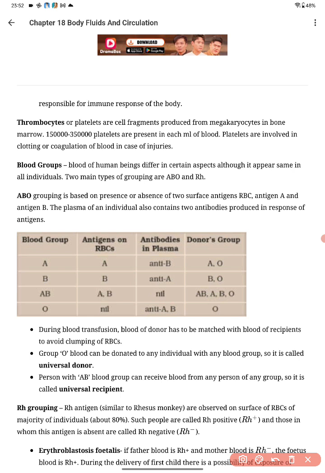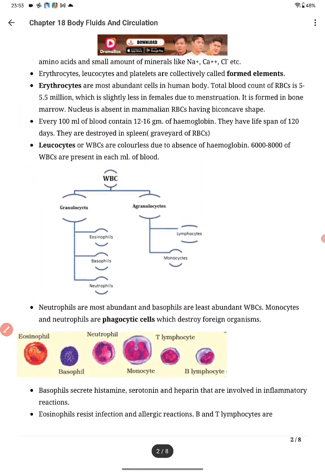Okay, so in our body there are 1,50,000 to 3,50,000 platelets in 1 ml of blood. Platelets are involved in clotting or coagulation of blood in case of injuries. When you get cut or when you fall and get some injuries, platelets help to stop the bleeding from your body. Okay, so platelets are important. That's why, have you heard about decrease in platelet count during dengue? I'll tell you why, everything I'll tell you.